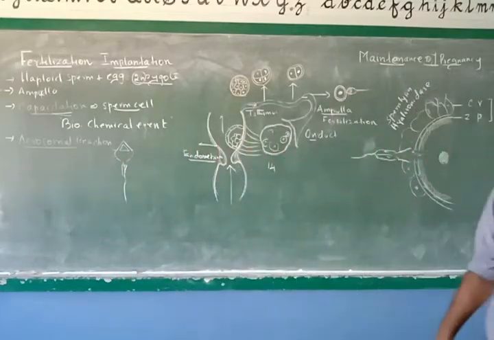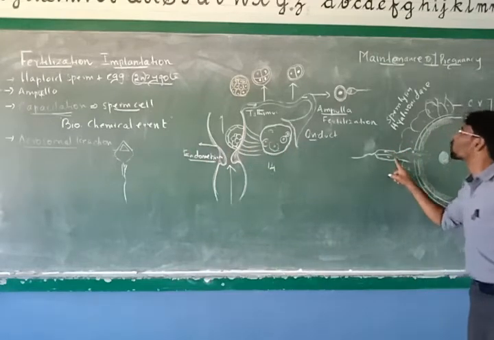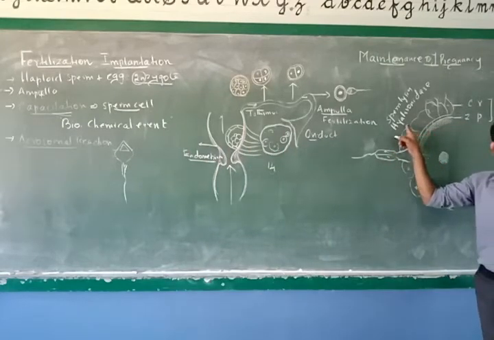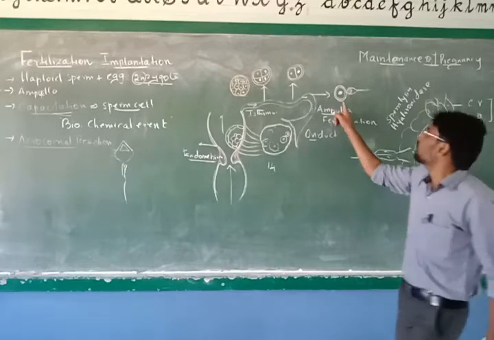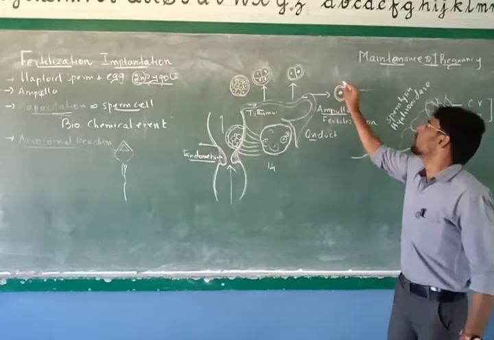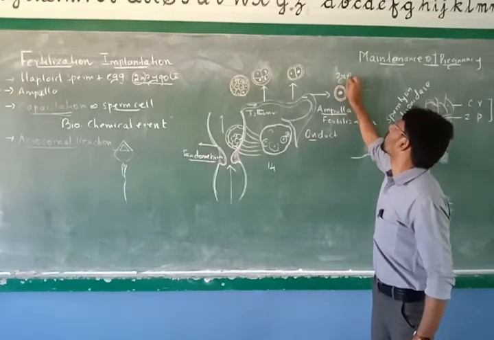Acrosomal reaction means the sperm's acrosome has an enzyme called hyaluronidase. With that, it has the ability of penetrating the corona radiata and zona pellucida and sends the nucleus towards the egg cell. And this nucleus and the egg nucleus fuse with each other. That is what the fertilization process is. So this is the process that forms the zygote.